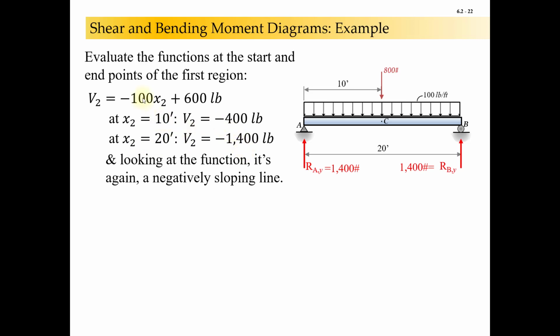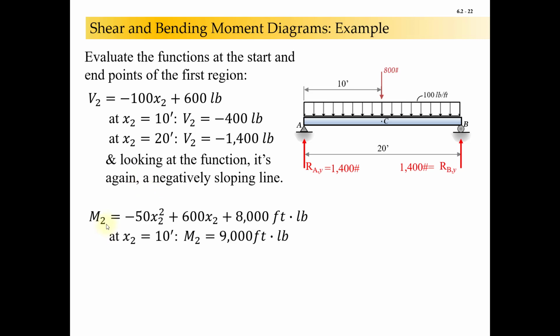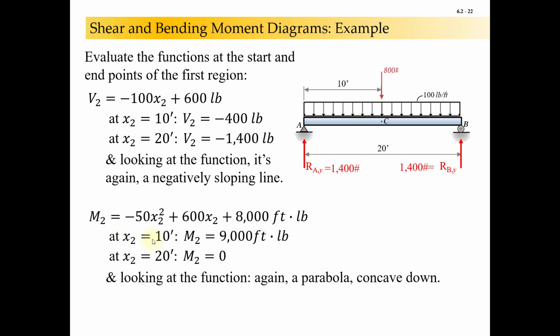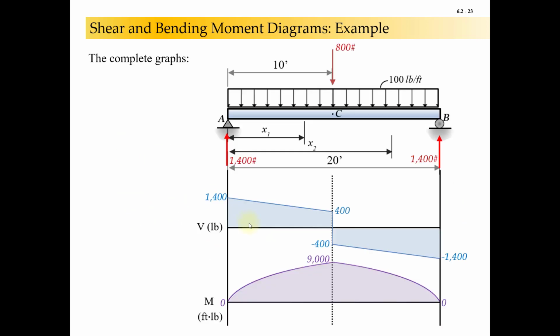And that's also a negatively sloped line. As a matter of fact, it's got the same slope. The slope, by the way, of the shear, if you have a distributed load, is going to be the value of the distributed load at that point, because the load is the derivative of the shear. Here's my moment function. Evaluate that at 10 feet and at 20, and I get these two values. Again, parabola. Negative means concave pointing down. So then my complete graph is that.